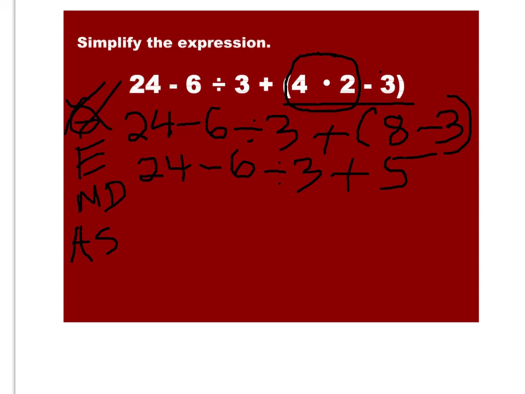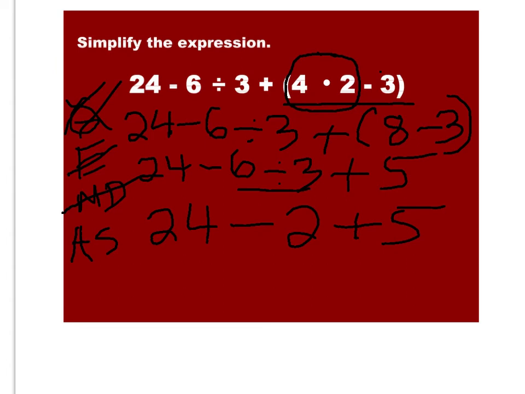And let's do exponents. And there are no exponents, so let's do multiply or divide. So 24 minus 6 divided by 3. So I'm going to do the 6 divided by 3. So I get 24 minus 6 divided by 3 is 2. And then I bring down my plus 5. Now, all the multiplying and dividing is gone. Cross that off. Add or subtract.